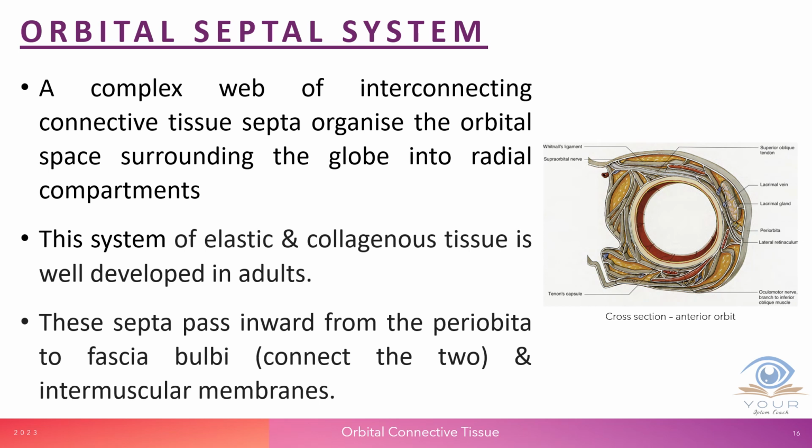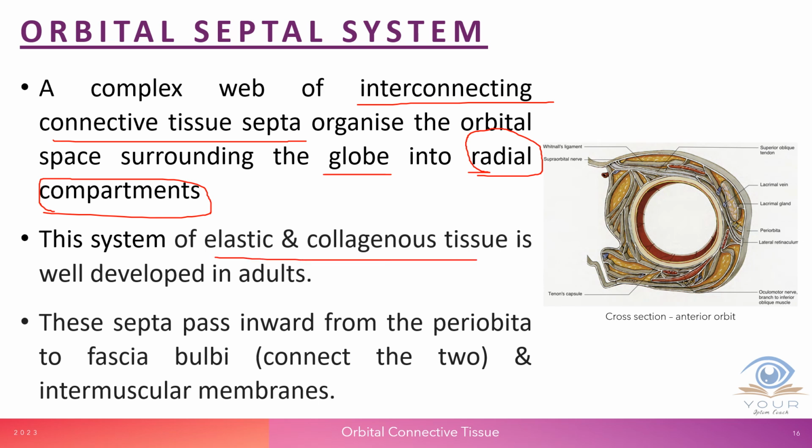Now the last component that we will be discussing is the orbital septal system. It is a complex web of interconnecting connective tissue septa which organize the orbital space surrounding the globe into radial compartments. Okay, so it is interconnected and it organizes the space around the globe into radial compartments. This system of elastic and collagenous tissue is well developed in adults. These septa pass inward from the periorbita to fascia bulbi, and they also connect to the intermuscular membranes.